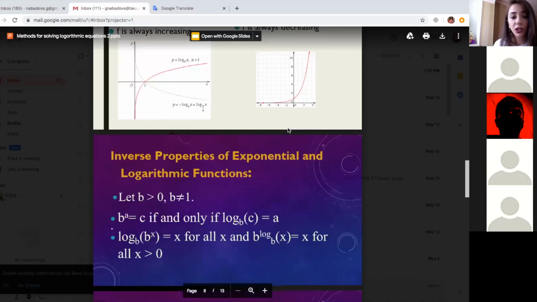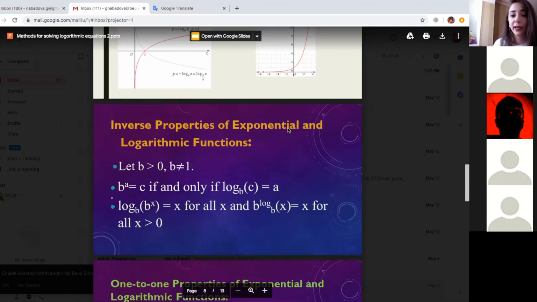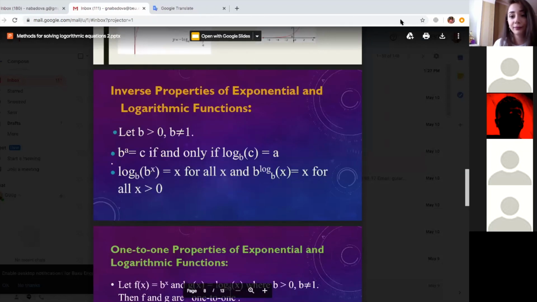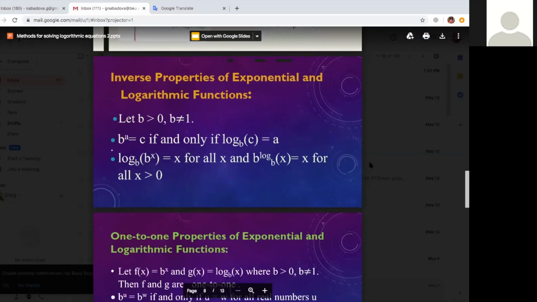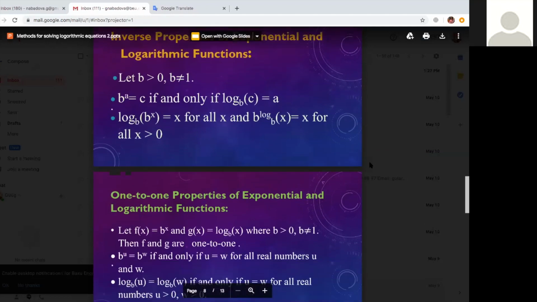And let's continue. Inverse properties of the exponential function. I want to speak about inverse and one-to-one properties of the exponential and logarithmic functions. Firstly, inverse properties. Let b be greater than 0 and b not equal to 1. b to the a equals c if and only if log base b of c equals a. Log base b of b to the x equals x for all x, and b to the log base b of x equals x for all x greater than 0.